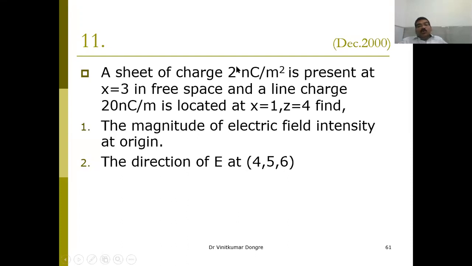Now here two problems are given. One is the line charge, that is 20 nanocoulomb per meter, and another is the surface charge. In this combined problem, two sub problems are there. You have to find the magnitude of electric field intensity at origin and the electric field intensity at this point. So you have to find the electric field intensity at origin as well as this point. Nothing else. Okay, so these are the two problems you have to solve.